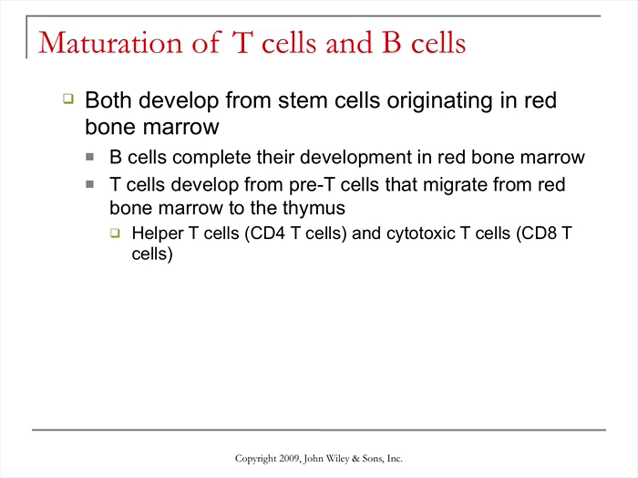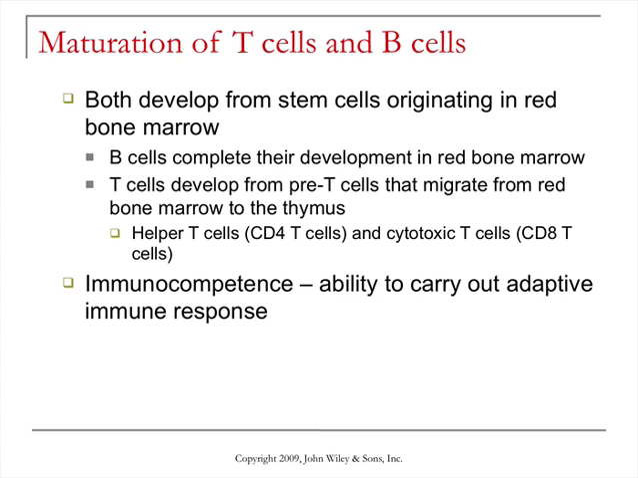There are two kinds of T cells that we're going to take a look at in more detail later. These are called helper T cells, otherwise known as CD4 T cells, and cytotoxic T cells, otherwise known as CD8 T cells.